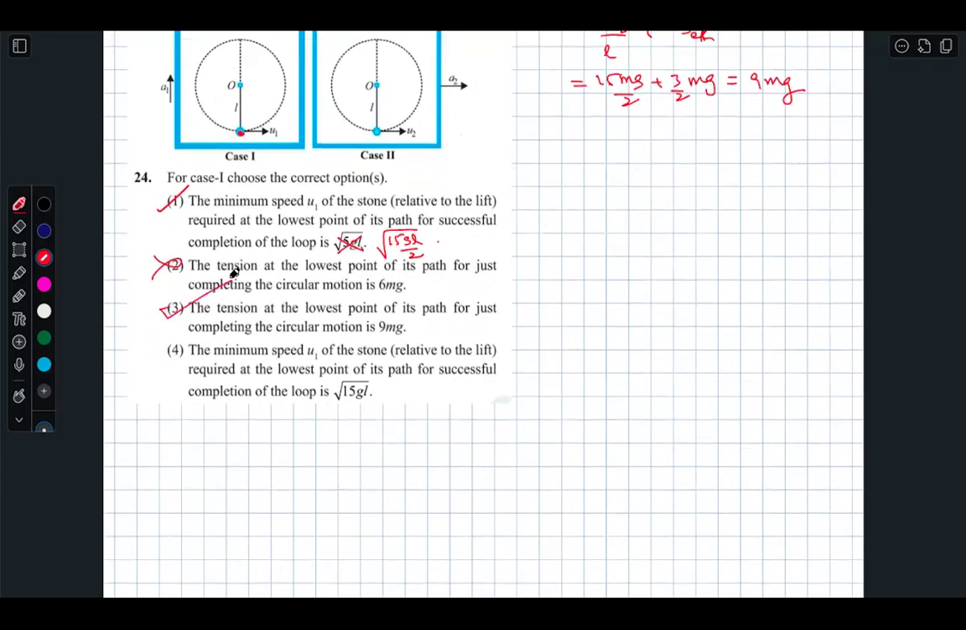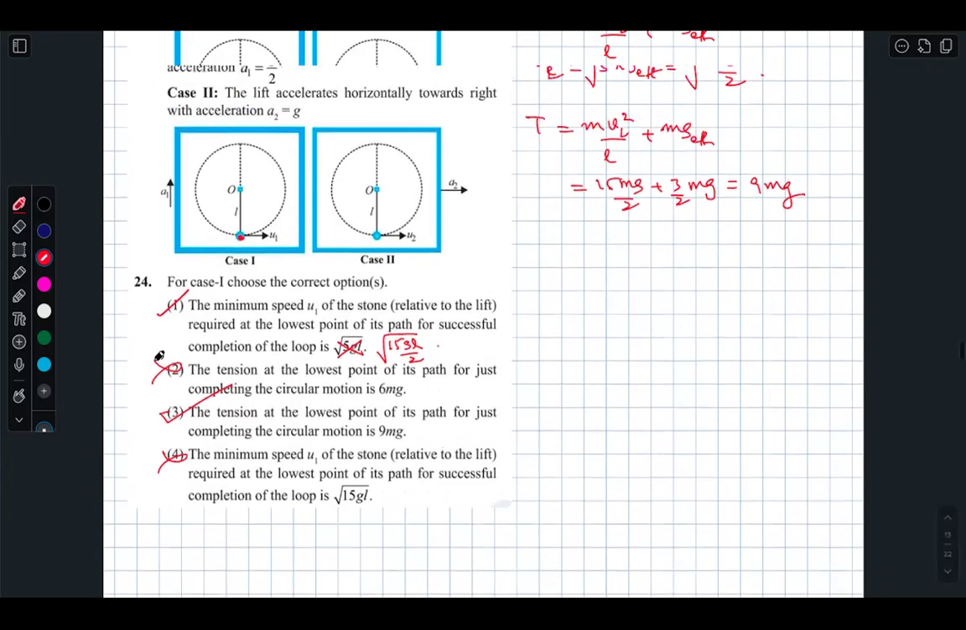Option 3 is correct. Next, the minimum speed u1 of the stone relative to the lift required at the lowest point of its path for successful completion of the loop: wrong option. If it is a single correct, why should I correct? Option 3 is correct, that's all. So for the 24th question, answer 3 is correct.